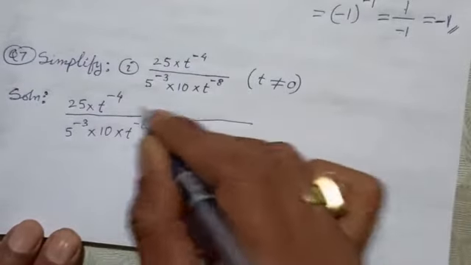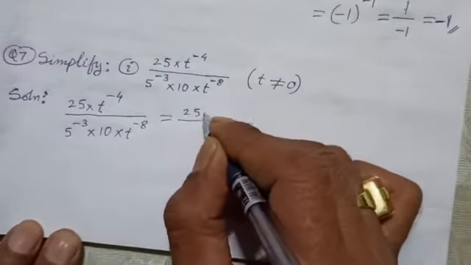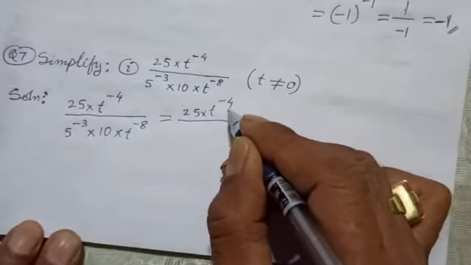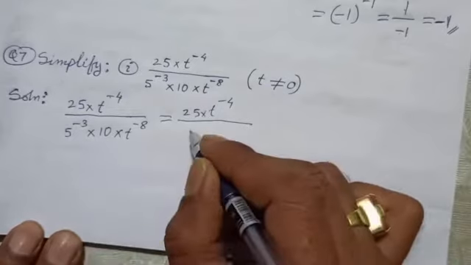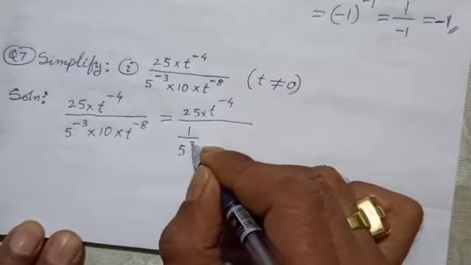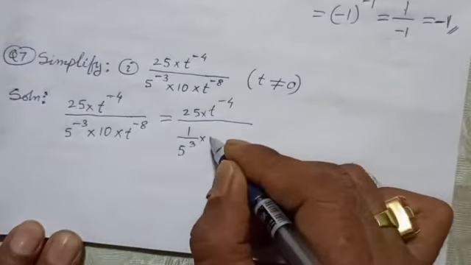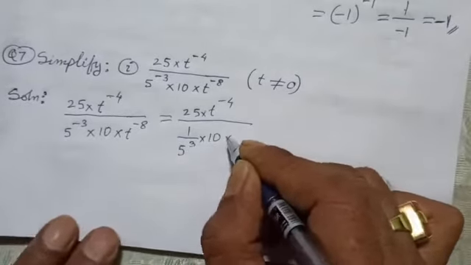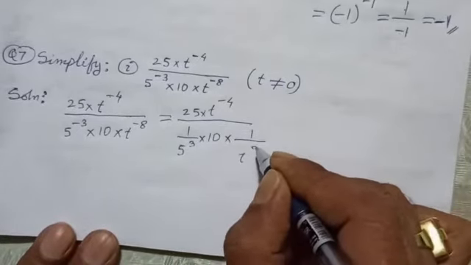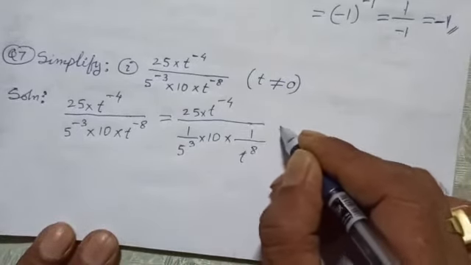This 25 keep here into t to the power minus 4. Then this 5 to the power minus 3 we can write as 1 by 5 to the power 3, then this 10 into this t to the power minus 8 we can write as 1 by t to the power 8. Now next steps.